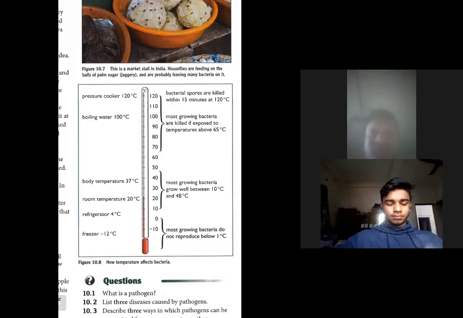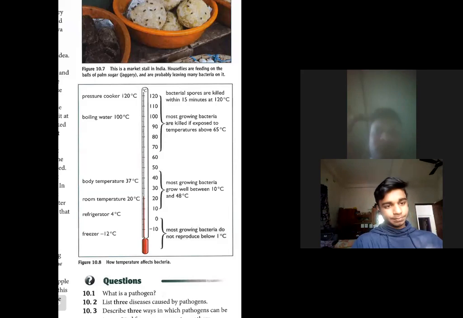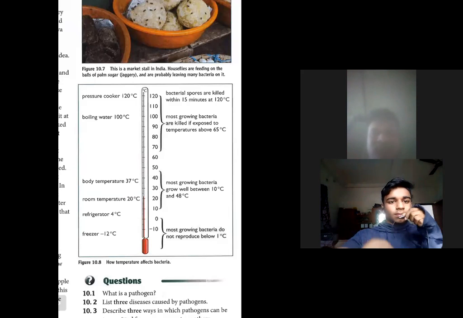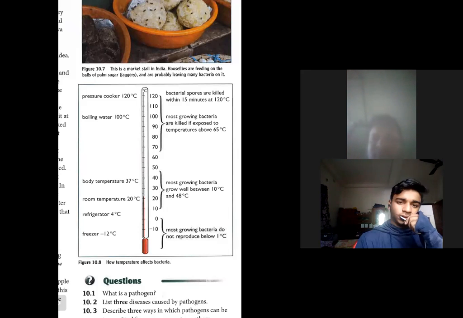Here you can see that the maximum bacterial growth can be seen at a temperature between 10 degrees to 48 degrees centigrade. During the summer days, or even during the winters, the room temperature is generally between 10 to 48 degrees centigrade, right? So this is why we refrigerate the food. Why? Because you can see the freezer temperature, minus 12 degrees centigrade.